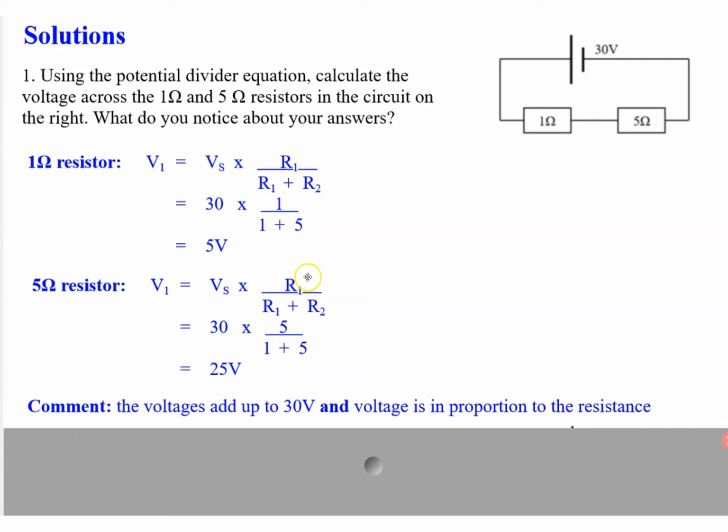Everything will be the same, but we could call it V2 and R2, or we could just call it R1 again. It's entirely up to us. In this case, it's going to be 5 divided by 6, so 5/6 of the total voltage, which is 25. So 2 key points here. What do we notice about the answers? Well, they add up to 30, which is our understanding of voltage distributed in a series circuit. And also, perhaps more importantly, the voltage is in proportion to the resistance. So here we have a sixth of the total resistance, so we have a sixth of the total voltage. And here we have 5/6 of the total resistance, so we have 5/6 of the total voltage.